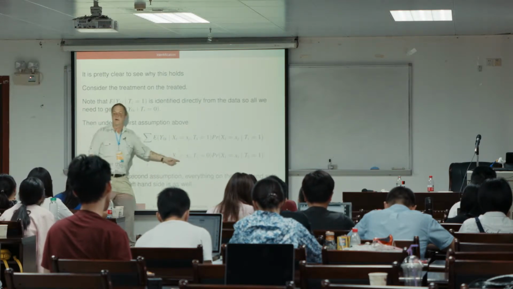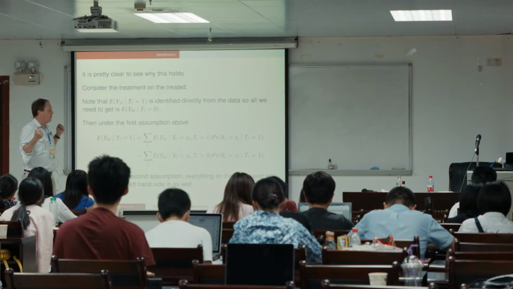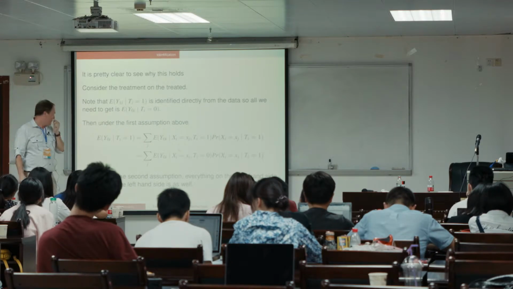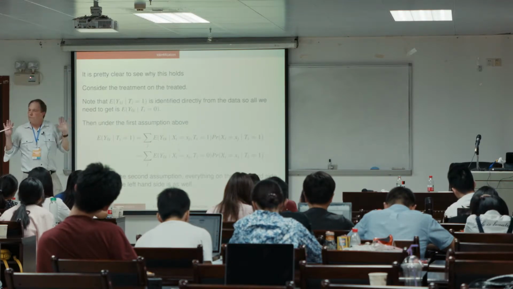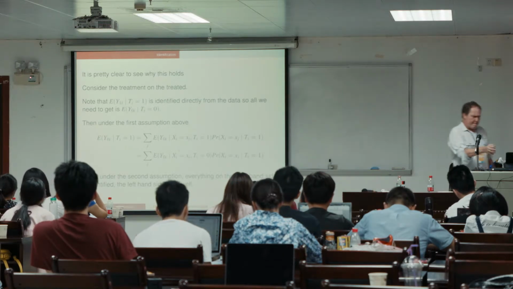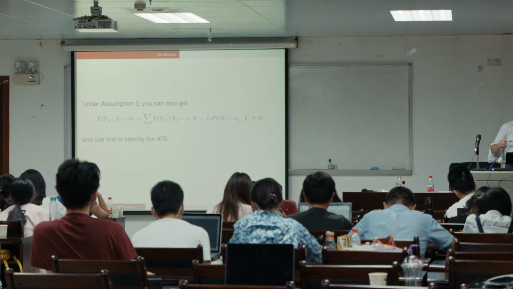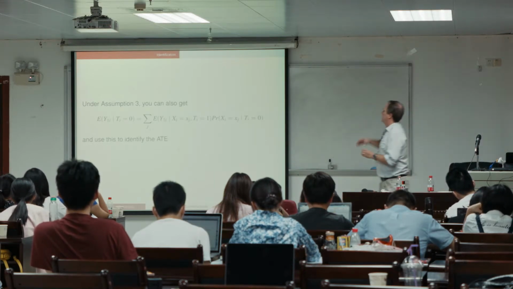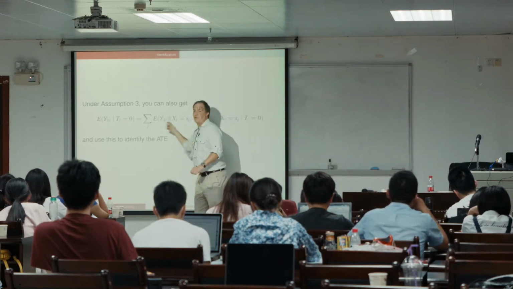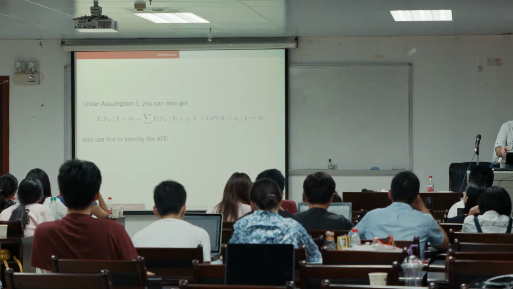Everything on the right-hand side is going to be identified, and the full model is identified. Okay, and I'm done. Under assumption number 3, you can identify this thing. It's just the opposite of what we just did. And then you can use that to get the average treatment effect.